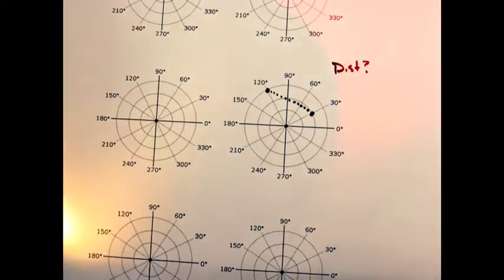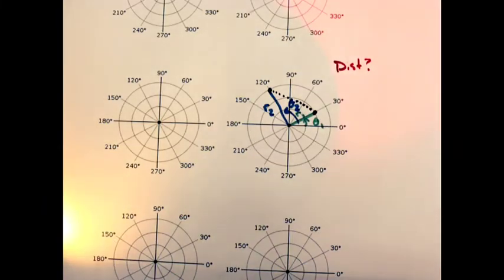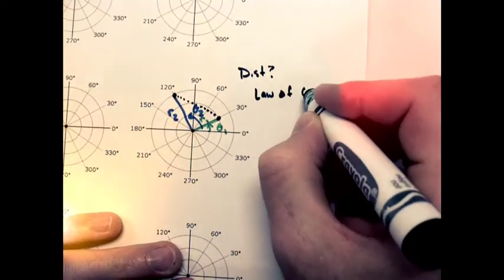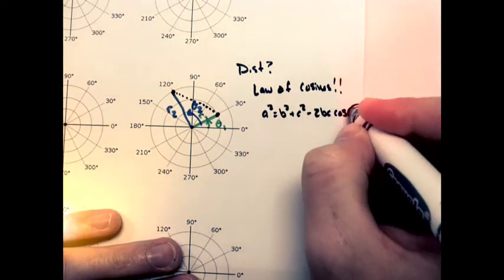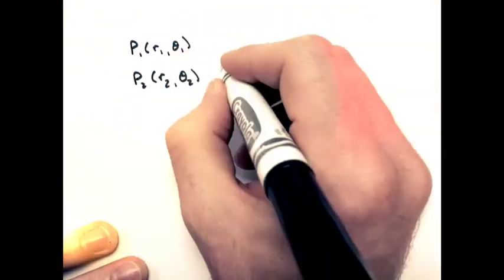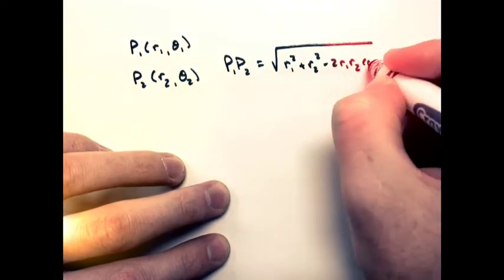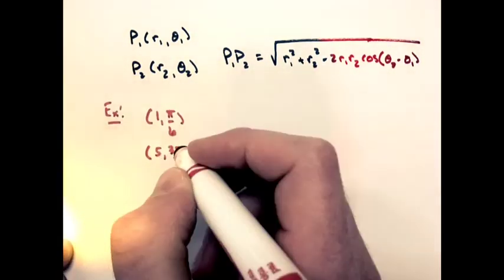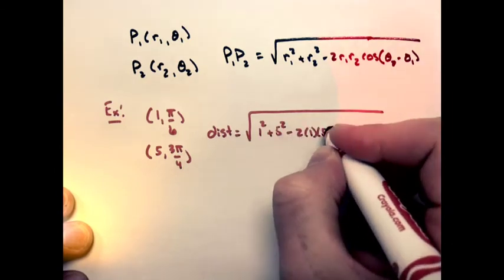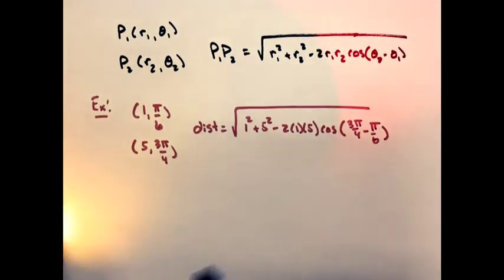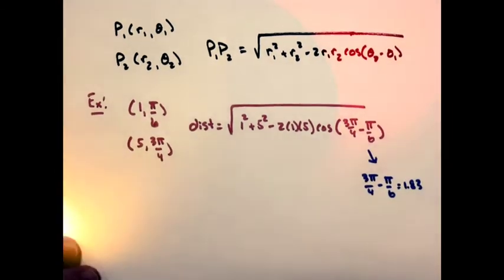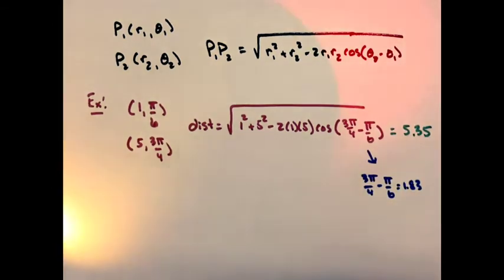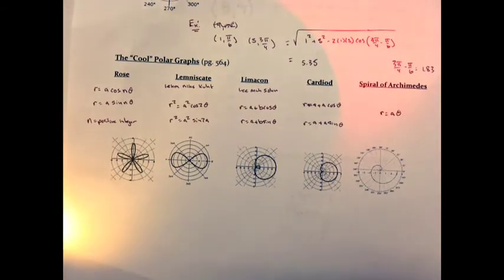We can find the distance between two polar points. This is going to require a little bit of trig, specifically the law of cosines. Your book does a nice job talking you through it, but if you recall, the law of cosines looks like that. So if you have 2 points, your formula for it would look like that. An example, if I gave you the points (1, π/6) and (5, 3π/4), plug the numbers in, use your calculator, and you can approximate it to be 5.35.